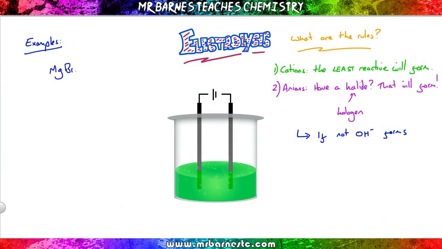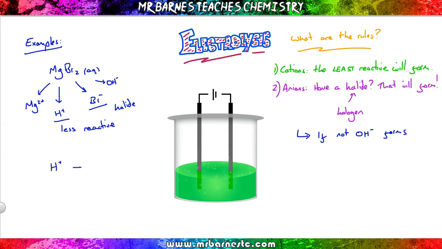Second example, magnesium bromide. So you've got Mg2+, H+, Br- and OH- in your solution. Out of the two, magnesium's in group 2, so that is more reactive. Your H+ is less reactive, that's going to form. You've got a halide, which is bromine, so that is going to form. So your H+ turns back into H2, your Br- turns back into Br2.